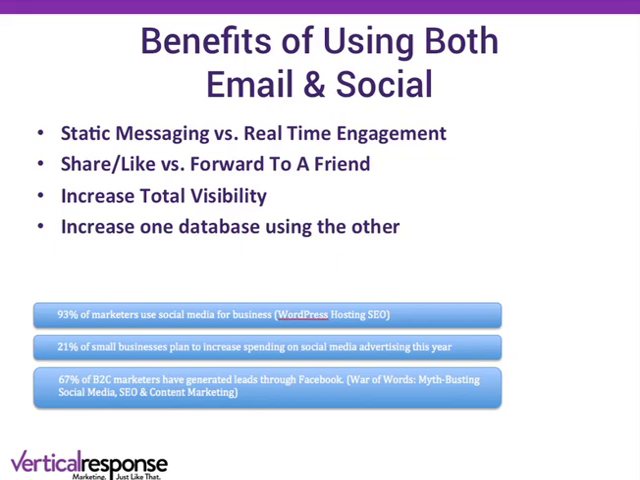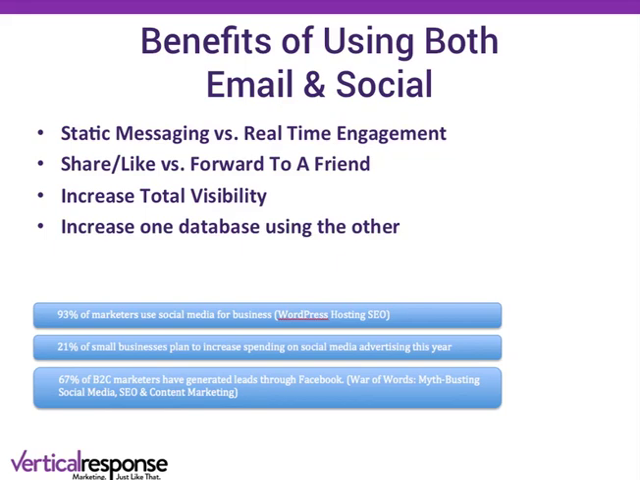The other thing too is you can use one database to increase the other. Basically, on Facebook, you can post, hey, check out our new promotion. Post a link there. Or if you have blog updates, you can automatically feed those blog updates into Facebook or tweet them out through Twitter. And the one thing that helps increase your email database is a sign-up form. So you can say on Facebook, if you like this promotion, sign up for our email. And a lot of people will go and sign up for your email list.